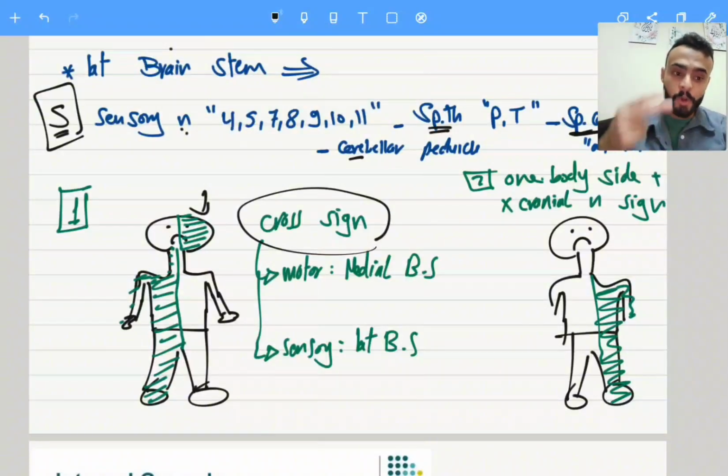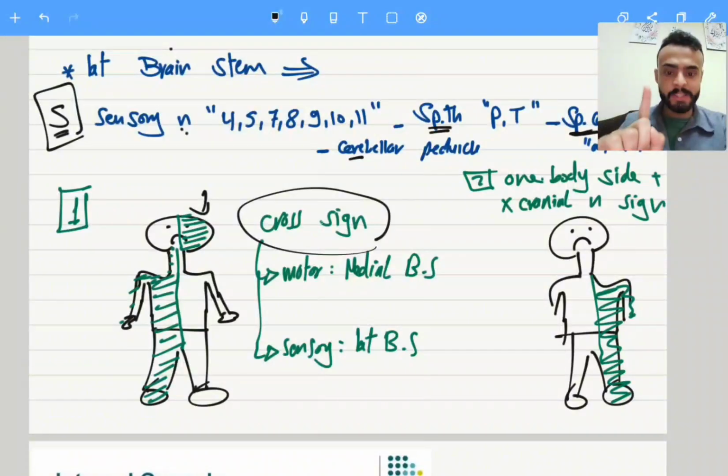The third step is looking at cranial nerve sign. If it's, let's say, cranial nerve 3, then we are at medial midbrain. Cranial nerve 12, then this is medial medulla. Then the artery supplying medial medulla is anterior spinal artery. So this is the artery affected. So this is how I made a diagnosis.